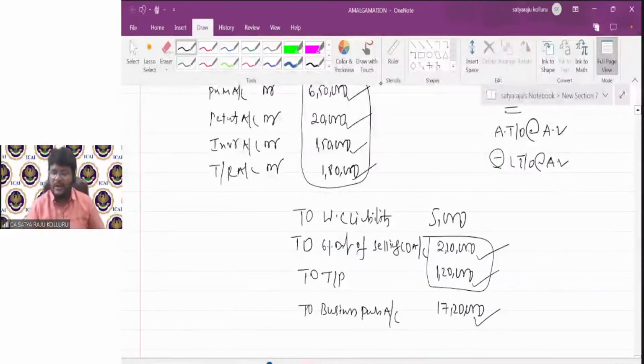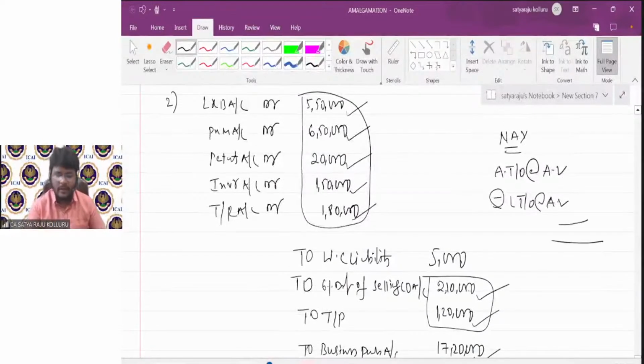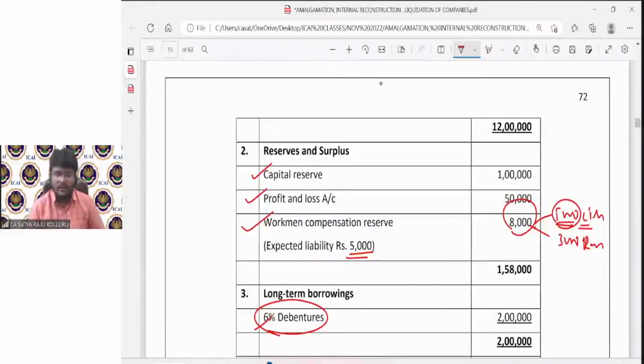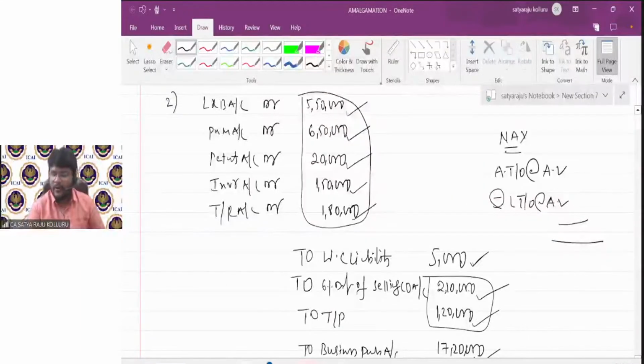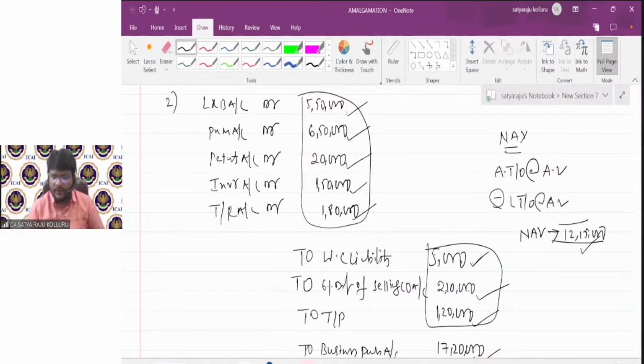Now you can work out the correct NAV. How much? Quickly, guys, all of you. Please consider this one as well. Then let me know the correct NAV. It's 12,15,000, correct? Yes, it is correct. Now the NAV is nothing but 12,15,000. Simply what you need to do is add all assets and reduce all the liabilities. Then you are getting 12,15,000.